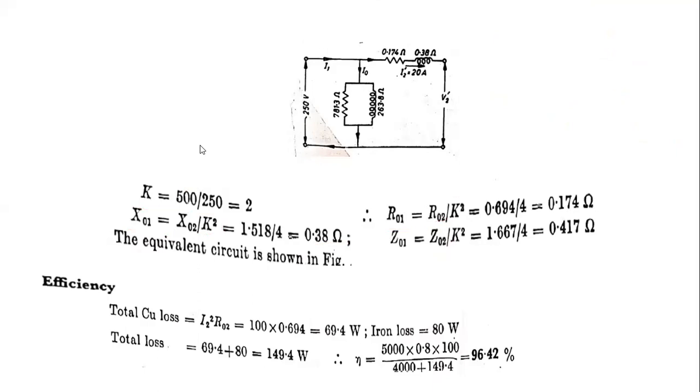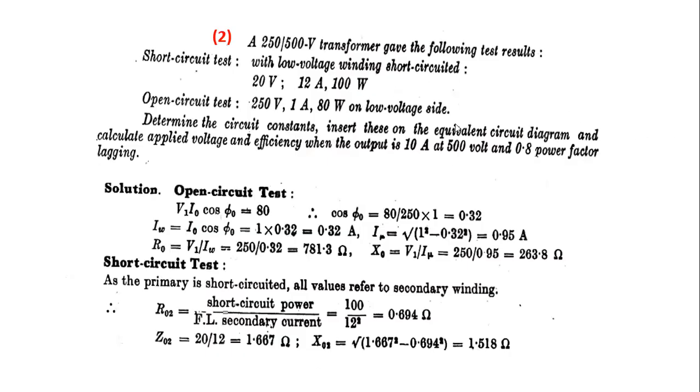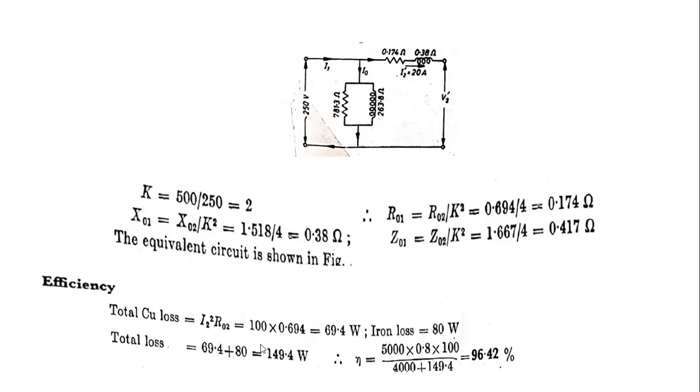Next we calculate the efficiency. What is the efficiency? Output by input. Our input is 10 amperes, 500 volts, and output is 10 amperes, 500 volts. First we calculate the copper losses, that is I2 square R02, and then we obtain the iron losses, therefore we calculate the total losses.